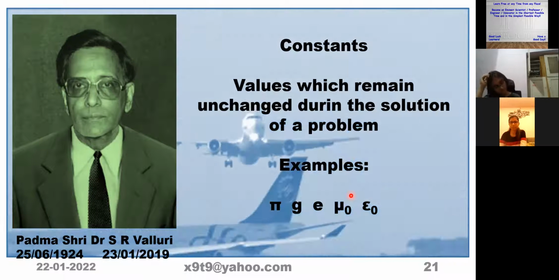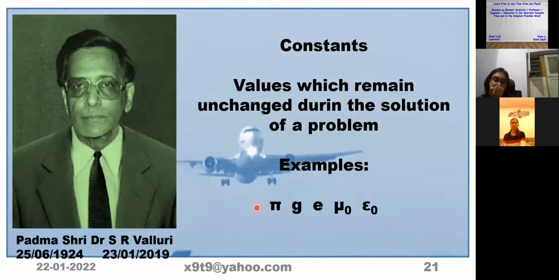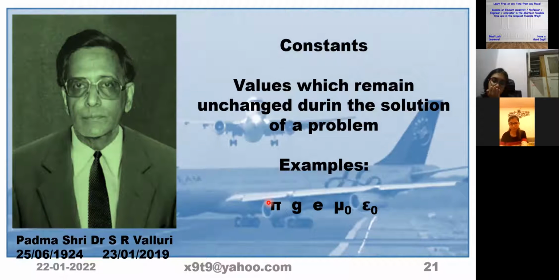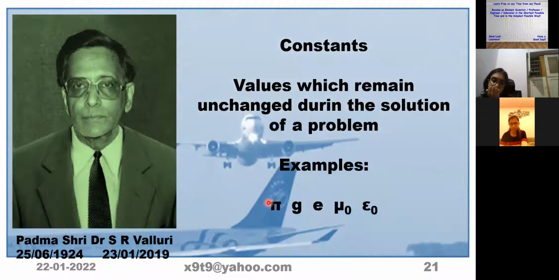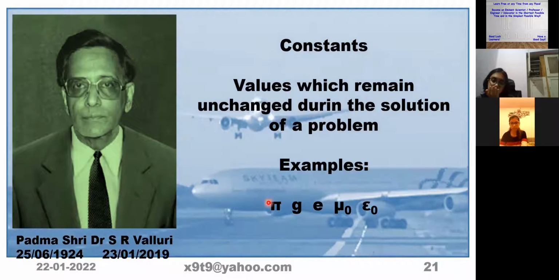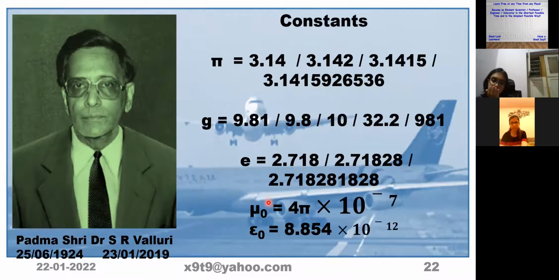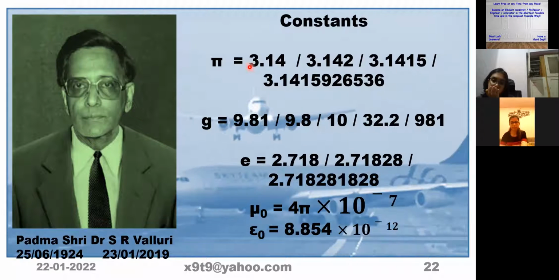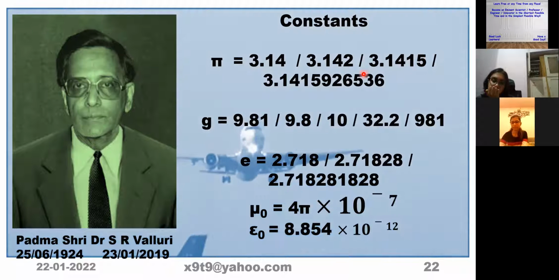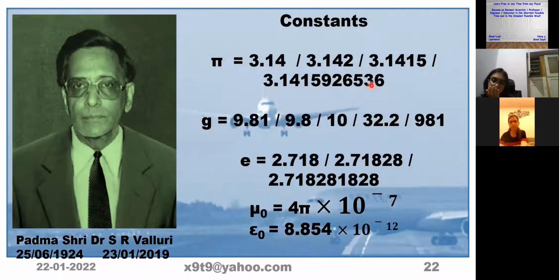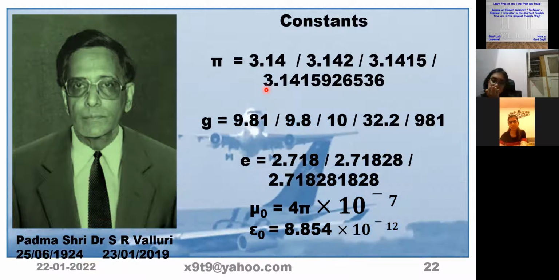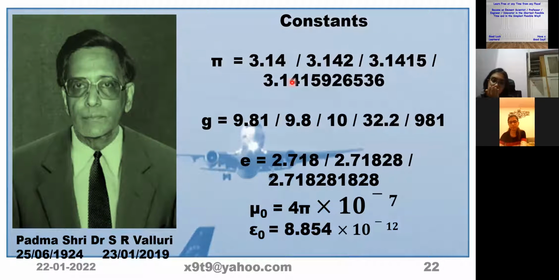Now this pi value will be taken as 3.14. So 22 by 7 is an approximate value. 3.14 will be there, 3.1415, like that. We may take pi as 3.14, 3.142, 3.1415, 3.1415926. Like this, some people have found the value of pi correct to 4,000 decimal places.